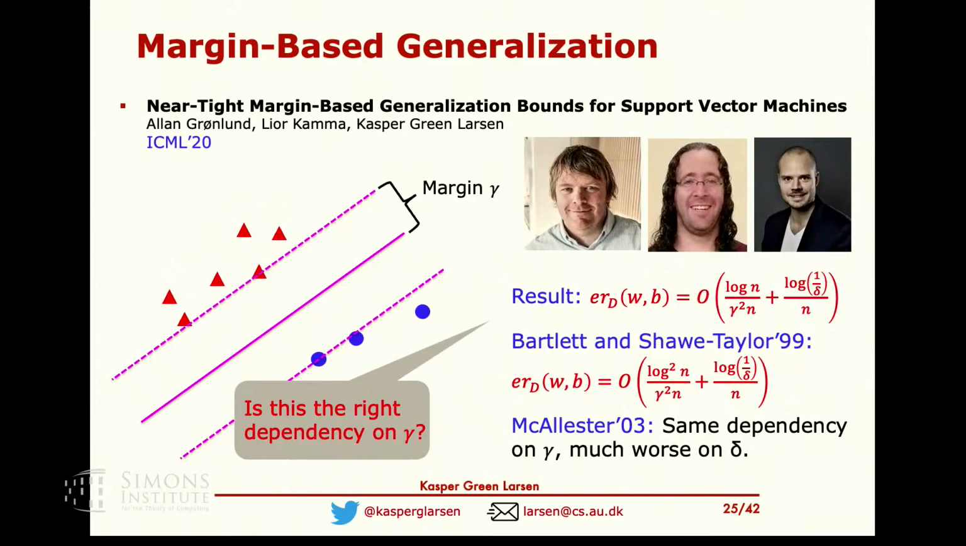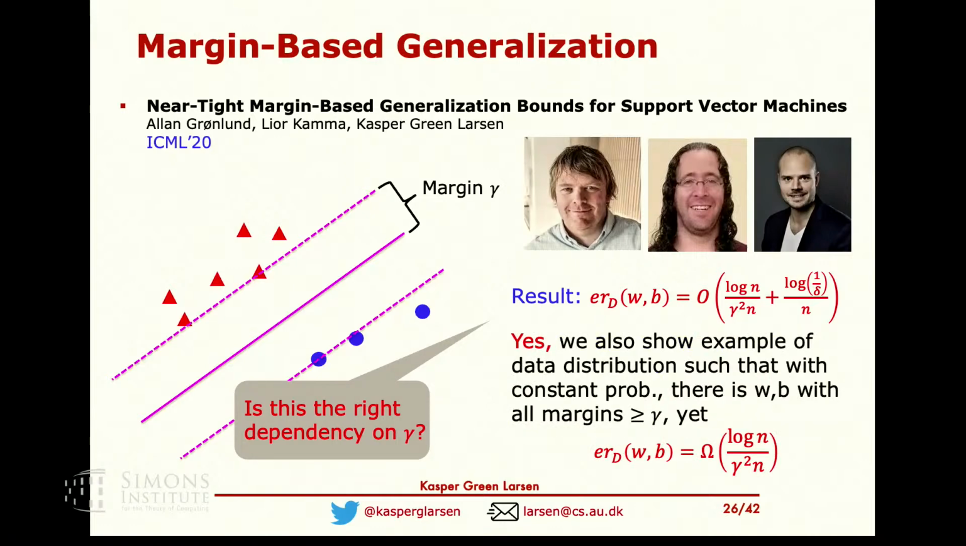You can also ask, is this the right dependency on the margin gamma? We already know the dependency on delta is optimal. Is it the right dependency on gamma? Should it look like log n over gamma squared n? And in this work, we also show a lower bound, proving that yes, this is the right dependency. You can come up with a data distribution so that with constant probability, if I get n training samples, there is a hyperplane that has large margins on all the data, but also has a large error under this data distribution. So it's basically complementing it. As long as your upper bound is saying that for all hyperplanes with large margin you have small error, it's tight. There's nothing more you can do. So it's the right answer to it.